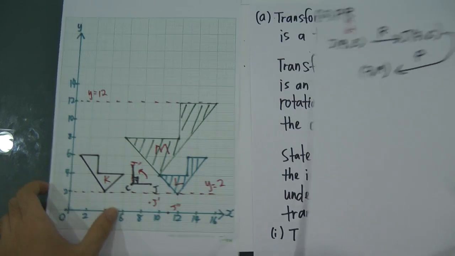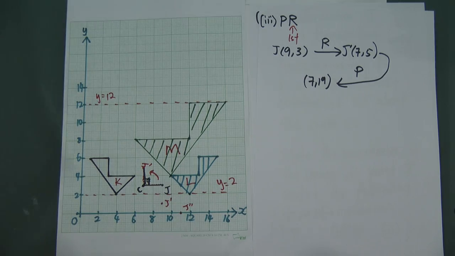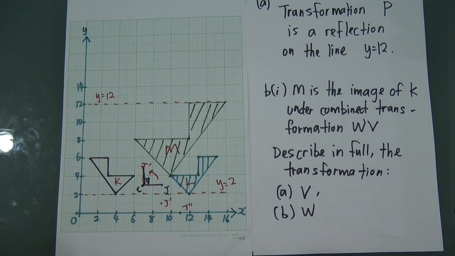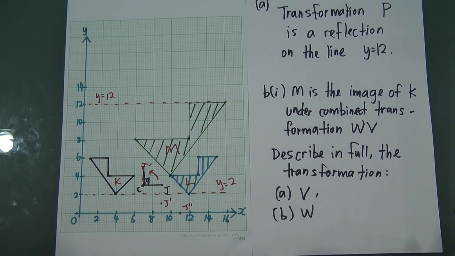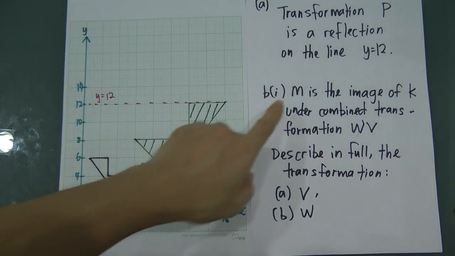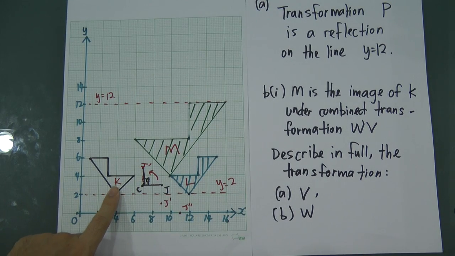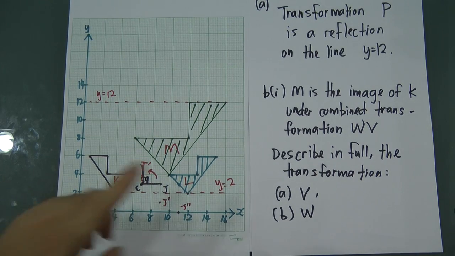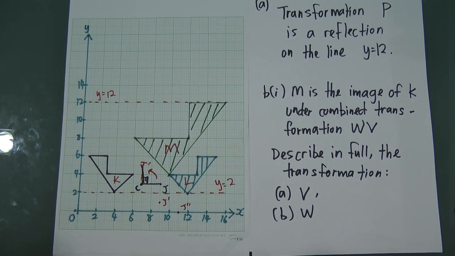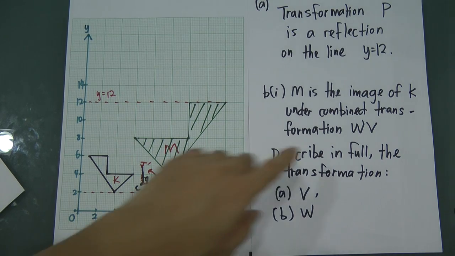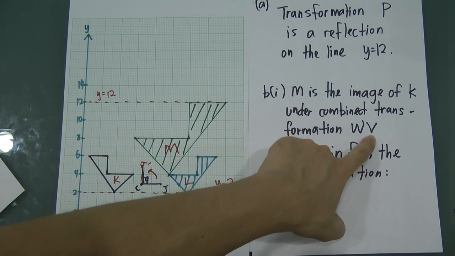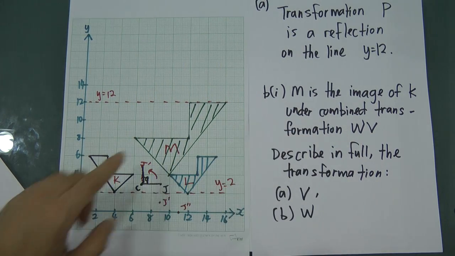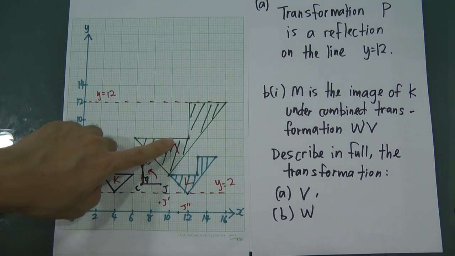We're going to go to part B. What the question asks is, M is the image of K. So this one is the image, this one is the object, under the combined transformation WV. When WV, I know we perform V first, and then W. So we have to see how this one goes to M.